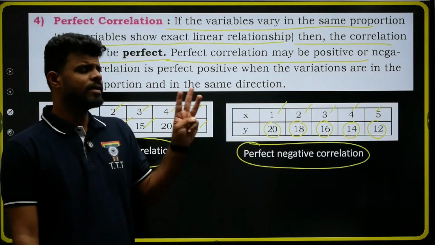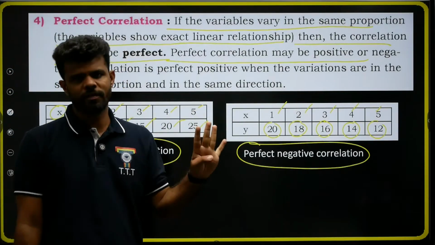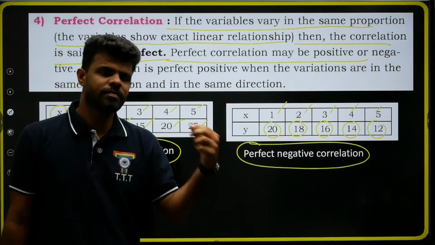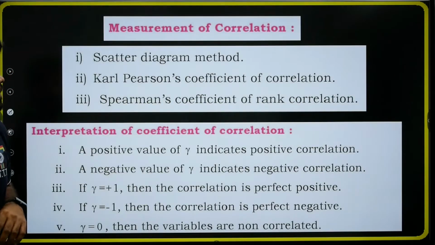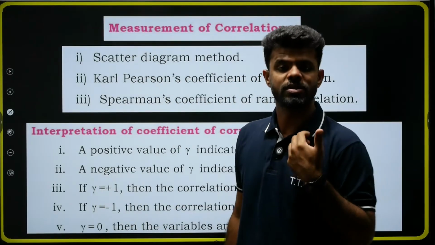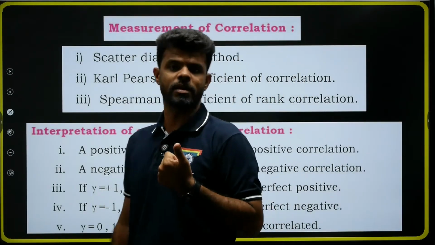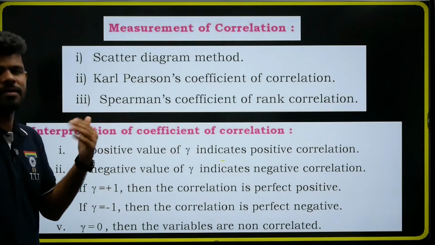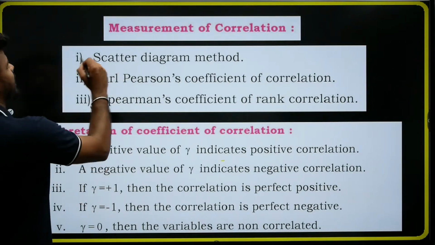So these are the four different types of correlation. Next we will start with how to measure the correlation. Which formula we apply to calculate or measure correlation, that we will discuss in this slide. The first method is the scatter diagram.